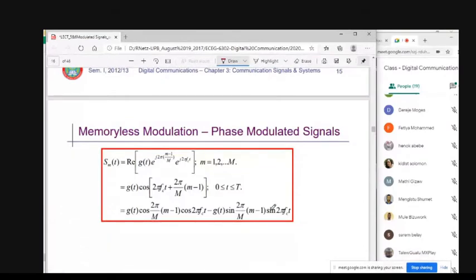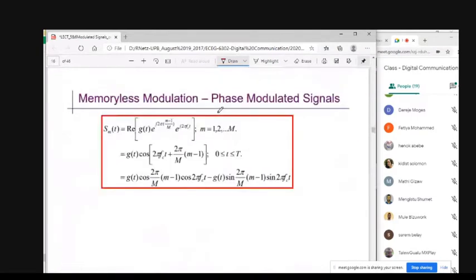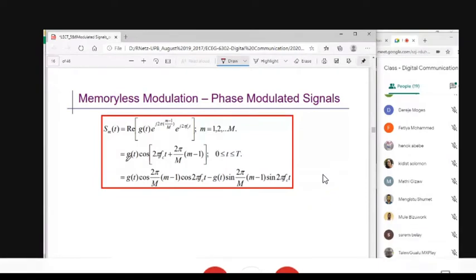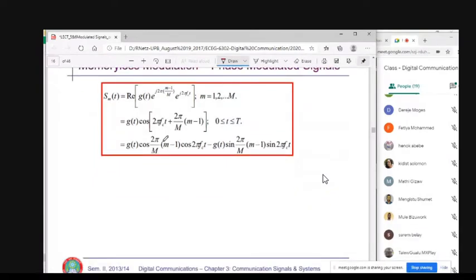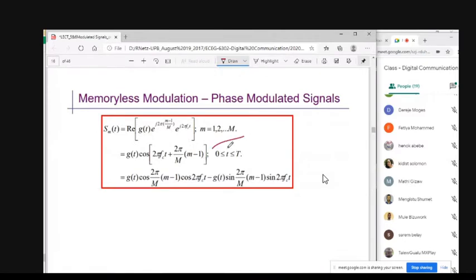Okay, now let's revisit these three equations once again. We can take note of the following. If we apply the following trigonometric identity, cosine of a plus b is cosine a times cosine b minus sine a times sine b, then cosine of 2 pi fc t plus theta m can be expanded so that we will get the third expression.